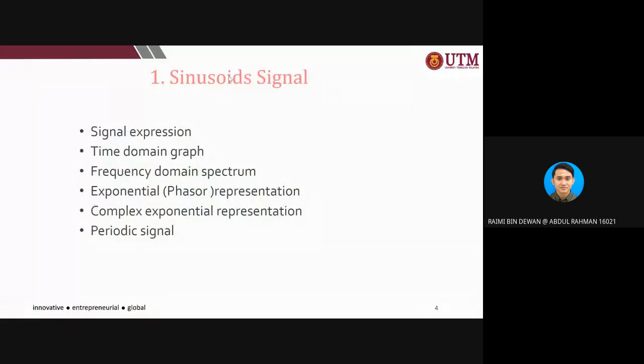So, sinusoid signals. The sinusoid signal expression is a time domain graph. Then we also have the frequency domain spectrum, which we will touch on later. And then we have the exponential phasor representation, the complex exponential representation. When we touch on exponents, we will have E for exponent. And then we have the periodic signal.